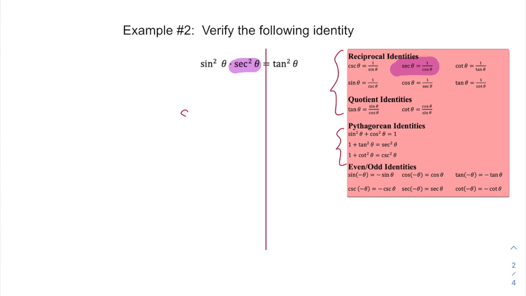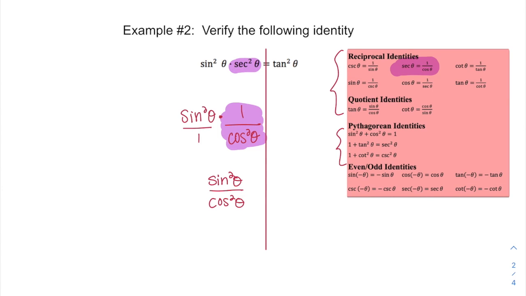So sine theta is going to stay, sine squared theta. And where there's a secant, I'm going to change it into 1 over cosine squared. The only difference with the squared reciprocals is that it's squared and not a single. So now that I have sine squared theta times 1 over cosine squared theta, I'm going to put these two things together, just multiplying two fractions, and we get sine squared theta over cosine squared theta.